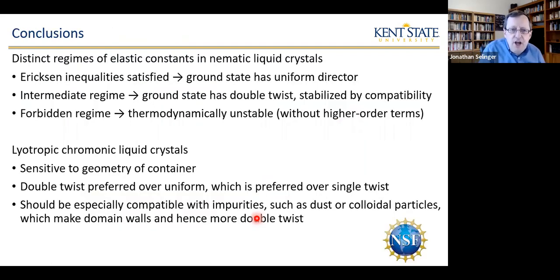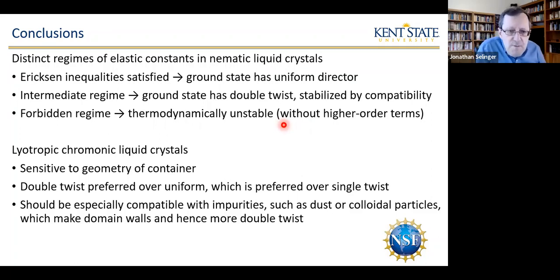So, to summarize the conclusions of this study, first, as a theoretical point, we have these distinct regimes of elastic constants in nematic liquid crystals. There's a regime where the Ericksen inequalities are satisfied. The ground state has a uniform director. There's the intermediate regime where the ground state has double twist, stabilized by the compatibility conditions. And the forbidden regime, which is thermodynamically unstable unless there are higher order terms.